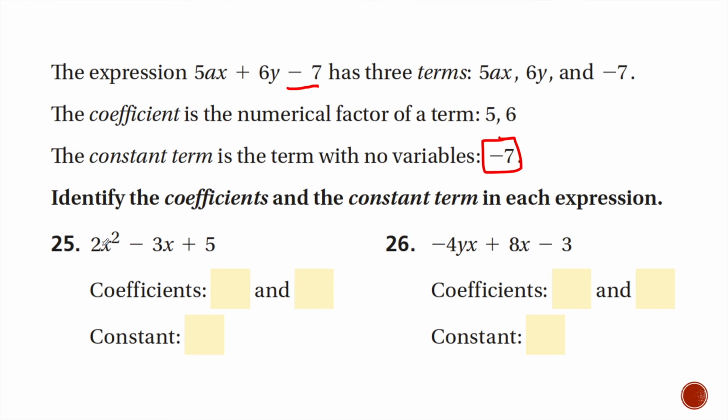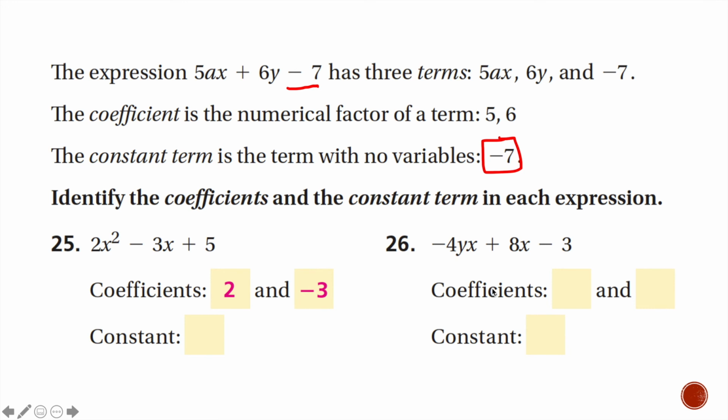But if we look down here at question 25, you'll notice the very first coefficient is going to be the number in front of the x squared, which is 2. However, the number in front of the x is a 3, but attached to that 3 is a minus sign. So this is actually going to be a -3.